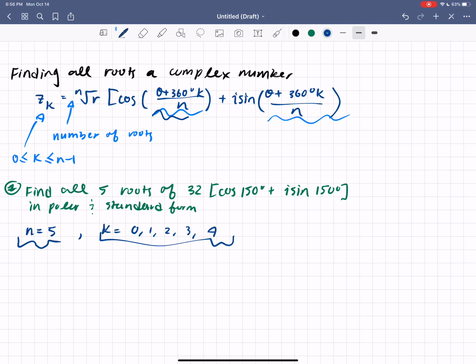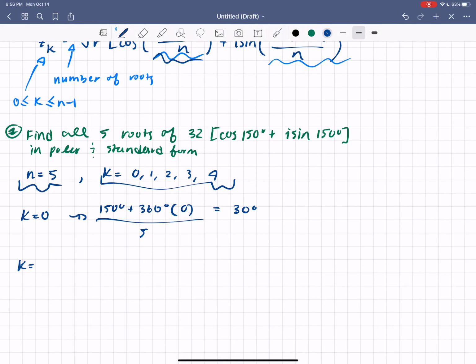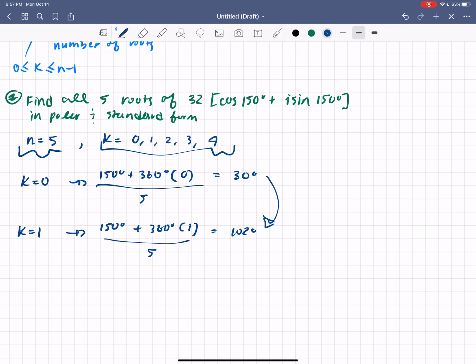So when k equals 0, I will have theta, which in this case is 150. So 150 degrees plus 360 degrees times 0 over n, which in this case is 5. And that equals 30 degrees. Then I do the same for k equals 1. For k equals 1, it becomes 150 degrees plus 360 degrees times 1 over 5. That gives you 102 degrees. Note that this jump here is 72 degrees.